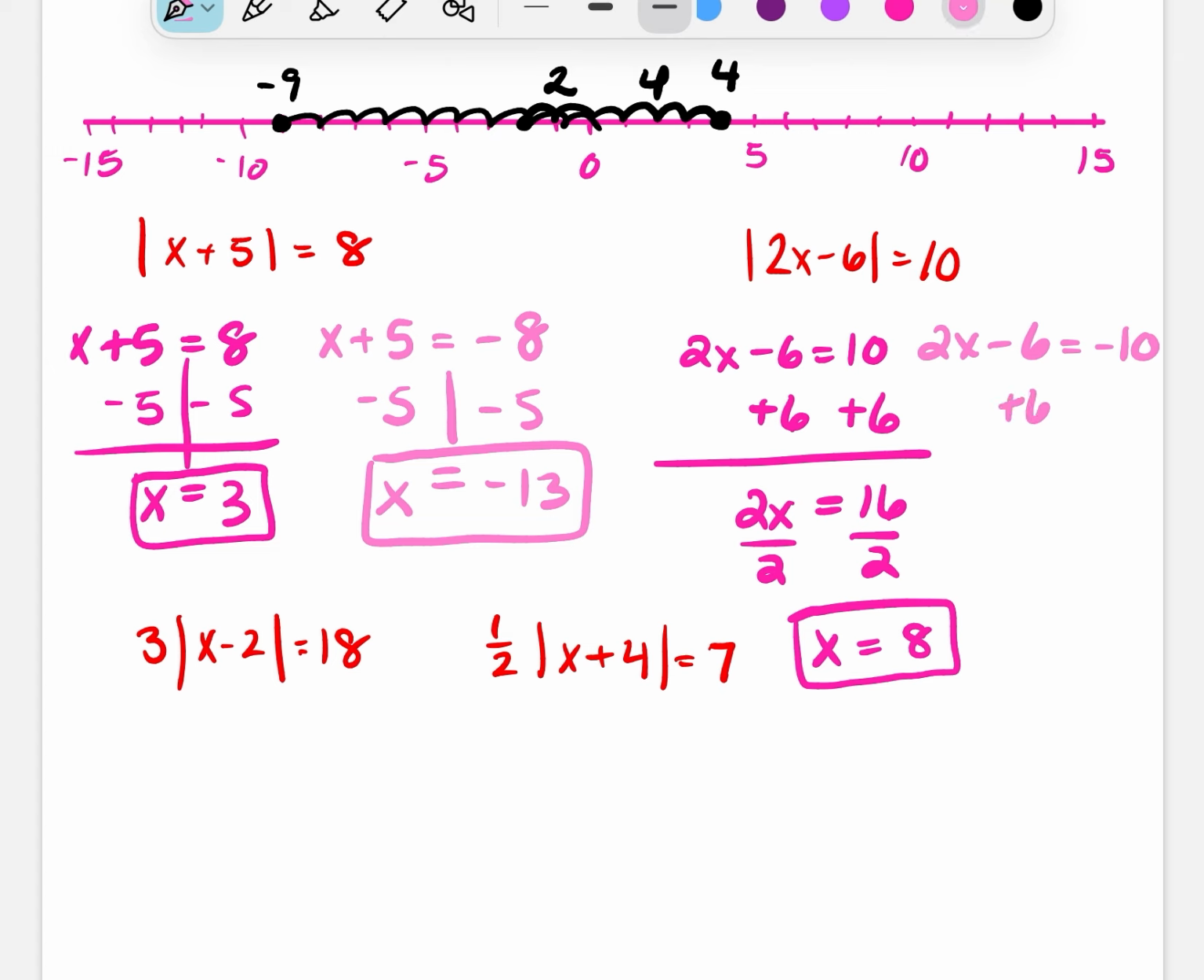And same thing over here, I need to add 6 to start. 2x is equal to -10 plus 6. Think about it as 10 minus 6, that's 4. It is -4 since 10 would be the bigger number and 10 is negative, even though -10 is smaller than +6. And then we'll divide by 2. A negative divided by a positive is a negative, so we've got -2 as our second answer.